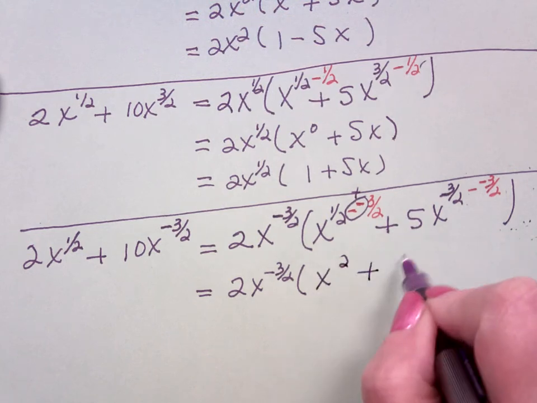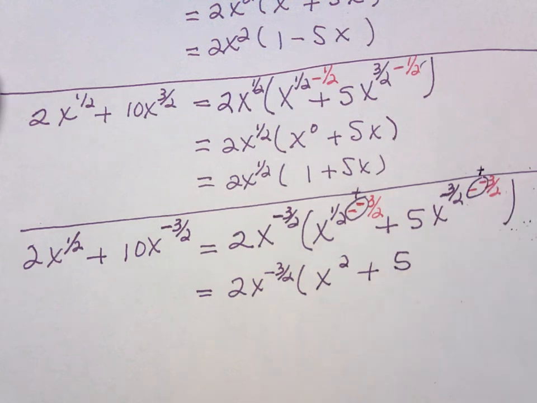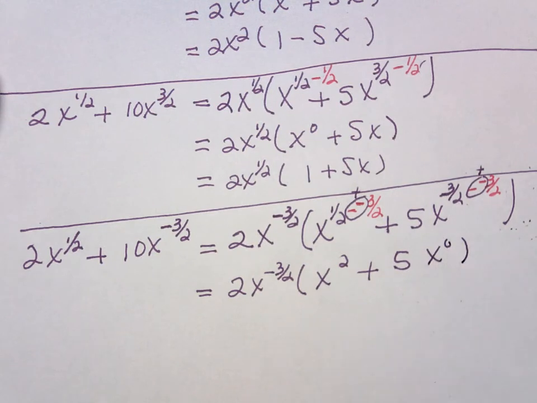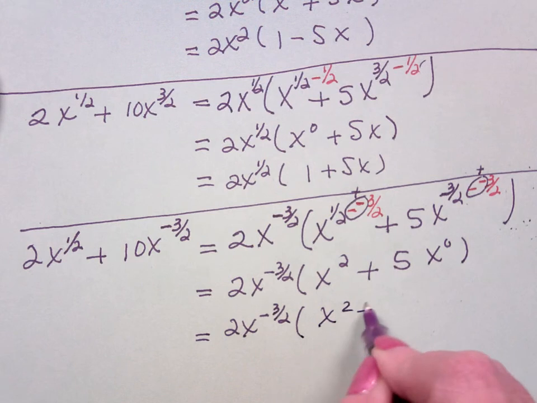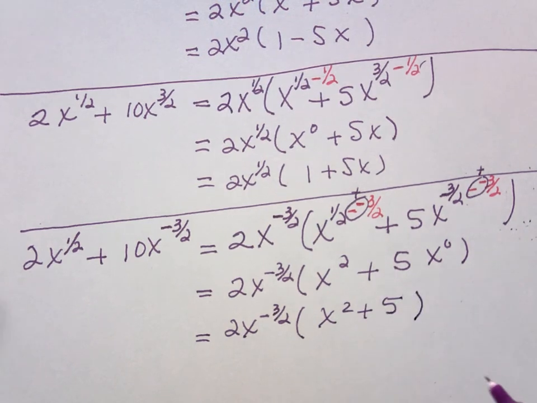5, a minus and a minus form a plus. Minus 3/2 plus 3/2 is 0. So now my final answer is 2x to the negative 3/2 times x squared plus 5 times 1 is just 5.